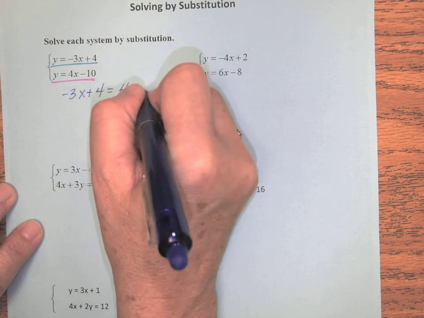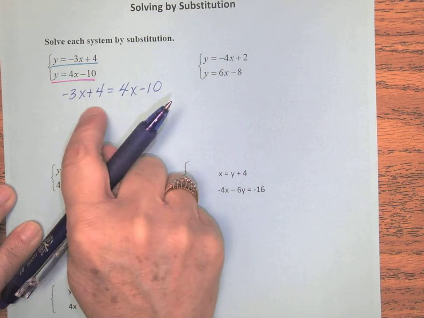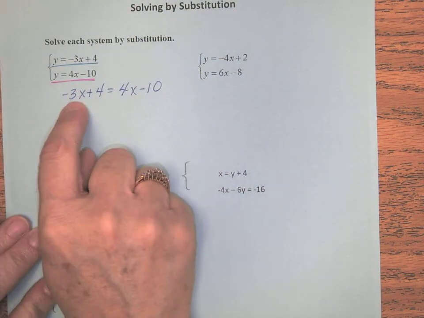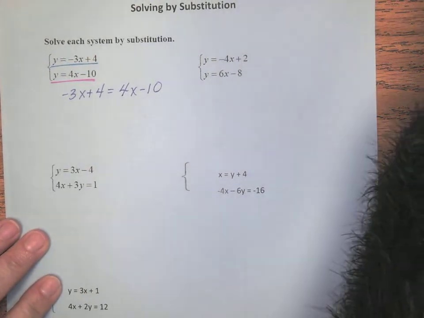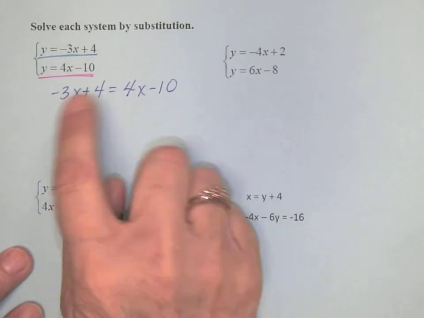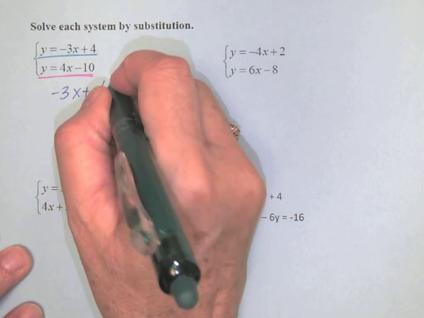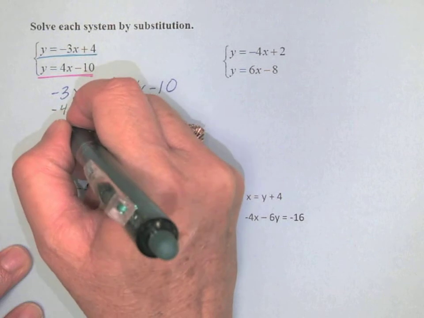If they're both equal to y, guys, I can substitute this for y and make them equal to each other. Now I've got one variable. I can't solve when I have two variables, an x and a y. I can solve when I only have one. So that's the reason I set them equal to each other, was so that I could solve it. I can solve for x. So let's subtract 4x and get -7x.